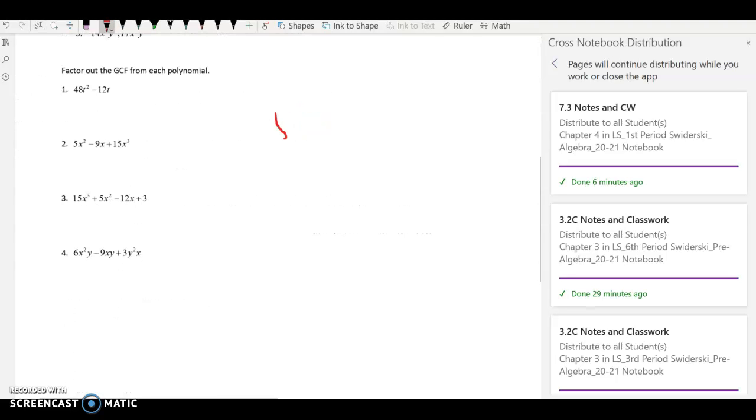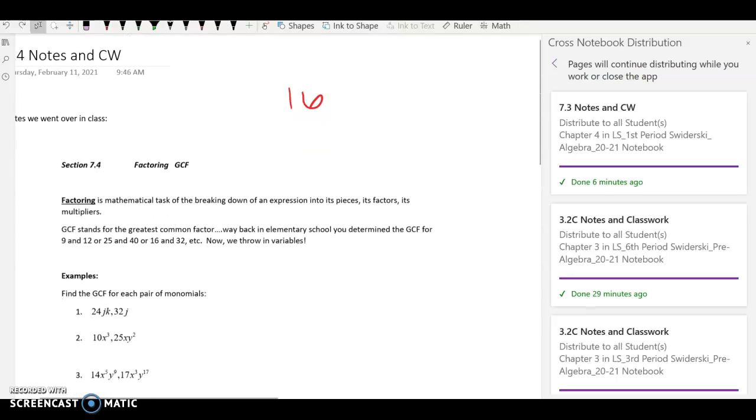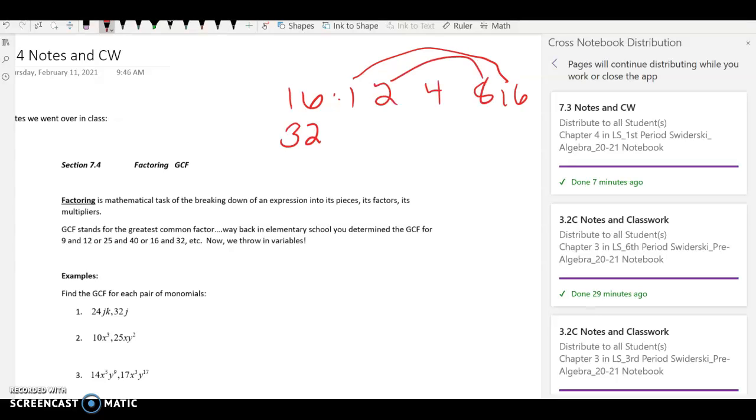all right? In elementary school, or maybe 5th or 6th grade, you were taught that you could list the factors of 16 out. So 1 times 16 is 16. 2 times 8 is 16. 3 won't work, but 4 times 4 is 16. There are your factors. For 32, we have 1 and 32, 2 and 16, 3 won't work, but 4 and 8. 5, 6, 7. Okay, so I see between these numbers, their greatest common factor is 8.